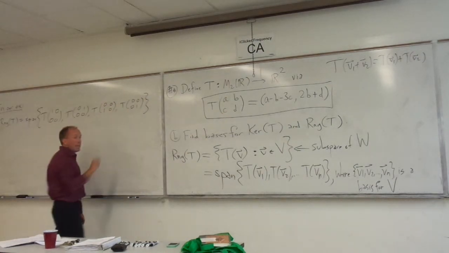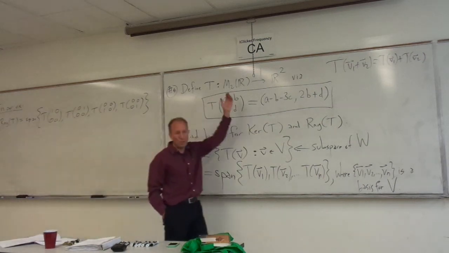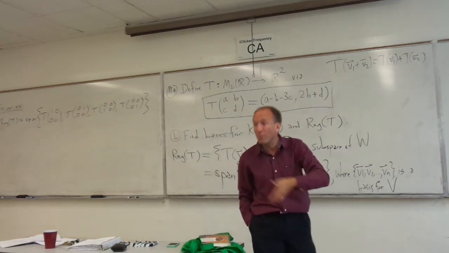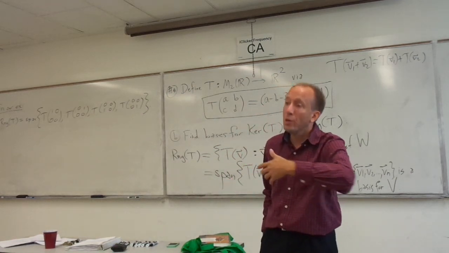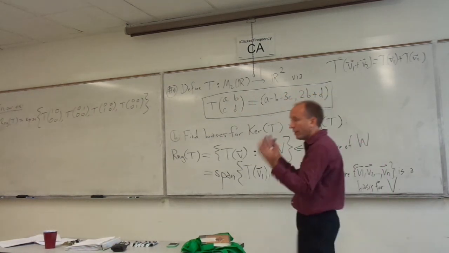It has to be a basis for whatever the V is. Usually V is like some nice vector space, like M2 of R. But it doesn't have to be. I could have done something very weird here. I could have said, my vector space is going to be the 2x2 symmetric matrices. I could have done that. Then you would have had to come up with a basis for the symmetric matrices, transform that basis, and then you'd be able to calculate the range of T.